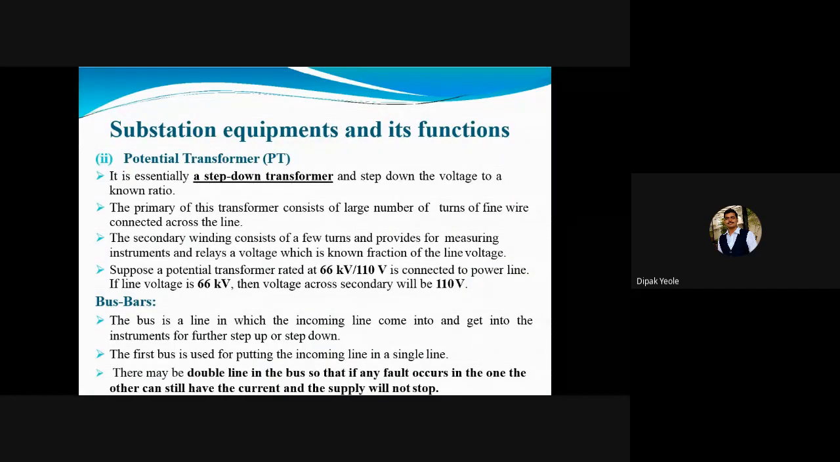Potential transformer is the step down transformer which steps down the voltage to a known ratio. So I told you the example is 66 kilovolt by 110 volt. After that, there is a concept of bus bar. So what is a bus bar?